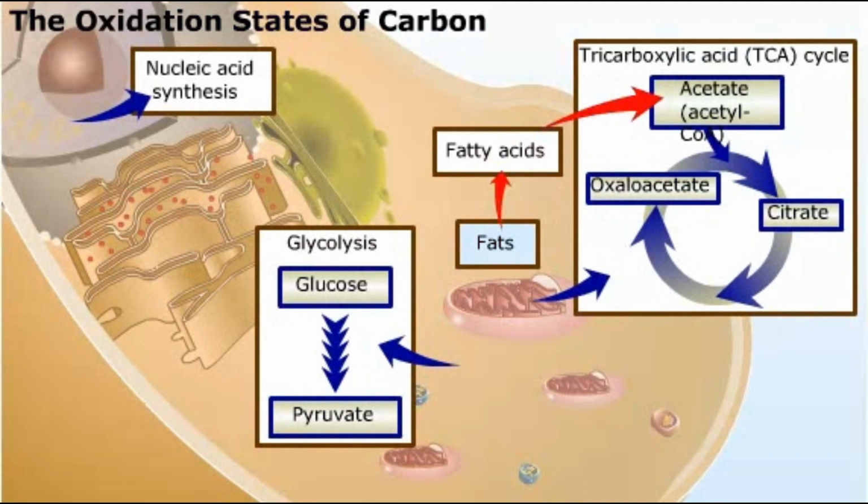The breakdown products of fat enter the TCA cycle. Although carbohydrates, such as glucose, do not contain as much energy as fats, carbohydrate metabolism is still very important. We metabolize carbohydrates for quick energy. The anaerobic process of glycolysis is faster than aerobic metabolism. This is why sprinters obtain their energy anaerobically.